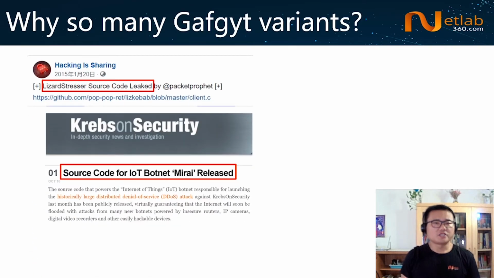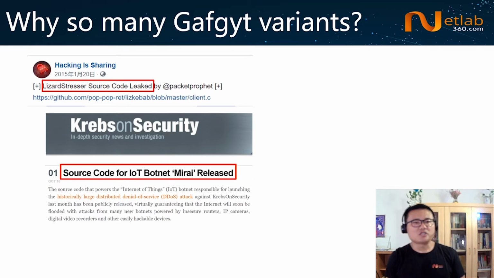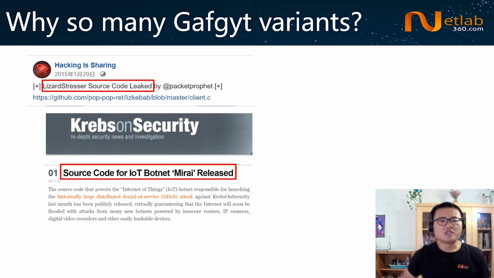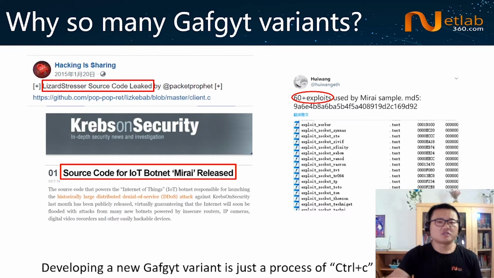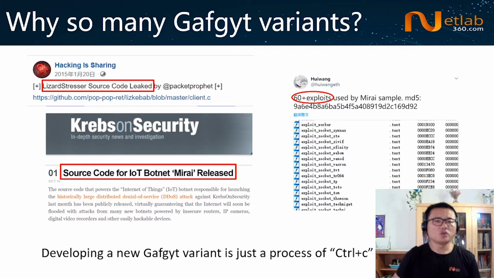In the past years, we have seen a proliferation of Gafgyt variants. This can be partly explained by the fact that both Gafgyt and Mirai have been source-leaked. Furthermore, there are dozens of open-source IoT exploits in the wild. All those factors make developing a new Gafgyt variant very easy. It just becomes a process of code copy and paste.